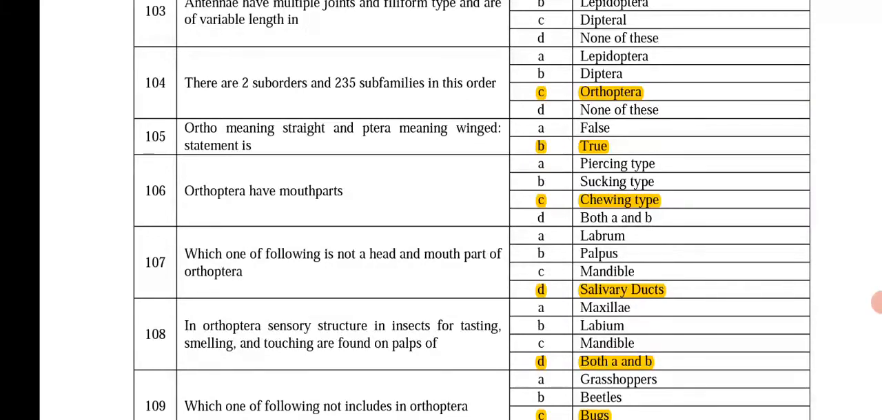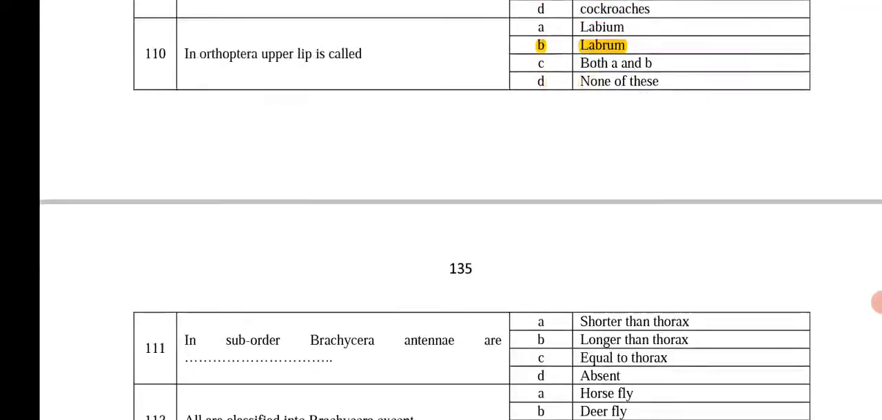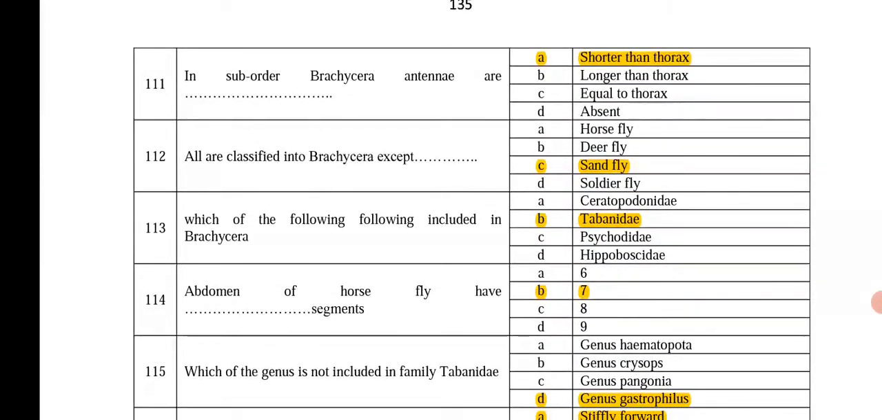Which of the following is not a head and mouth part of Orthoptera? Salivary duct. In Orthoptera, sensory structures in insects for tasting, smelling and touching are found on palps of both labium and maxilla. Which of the following is not included in Orthoptera? Bugs. In Orthoptera, the upper lip is called labrum. In suborder Brachycera, antennae are shorter than the thorax. All are classified in Brachycera except sandfly. Which of the following is included in Brachycera?